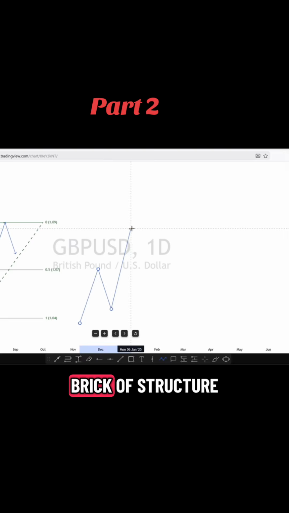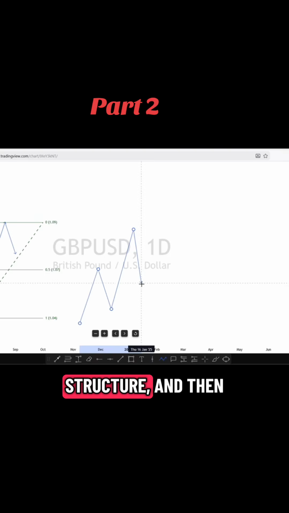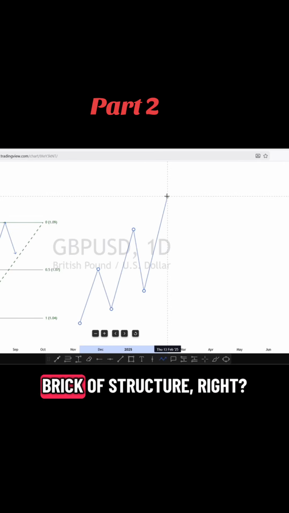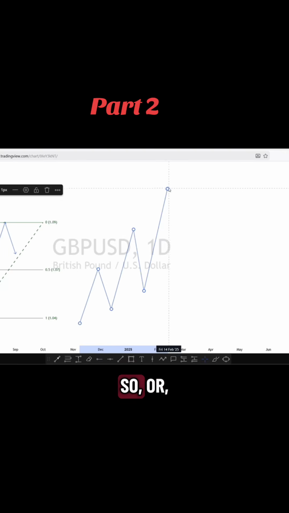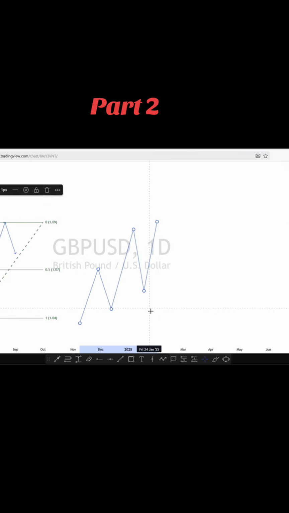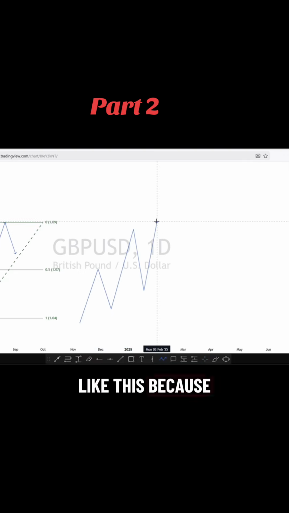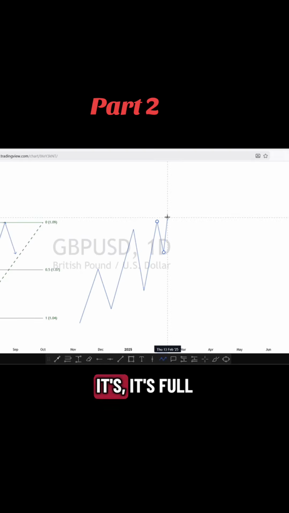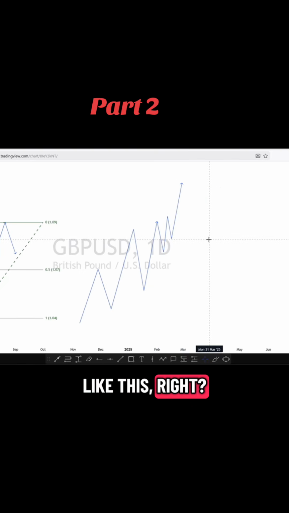We have a break of structure to the upside, first break of structure, and then we have another break of structure, right? Or probably let me just say we have something like this. Sorry, we have something like this because price doesn't just move in a straight line. It's full of choppy movement, right? Let's say we now have something like this, right? So it is very, very important for you to know how to mark out your major break of structure and your minor break of structure.